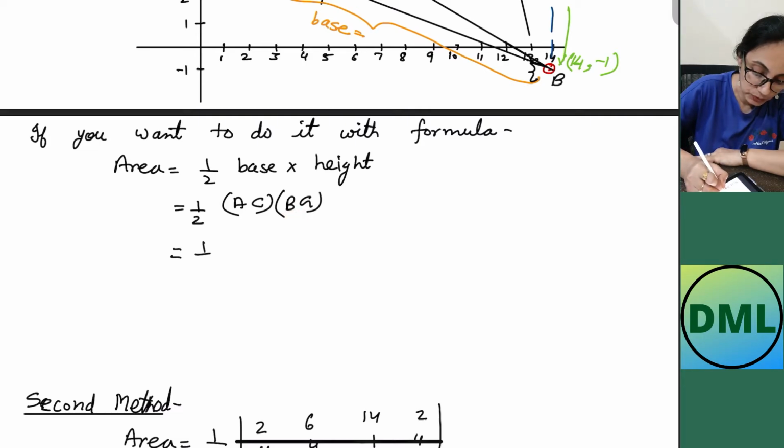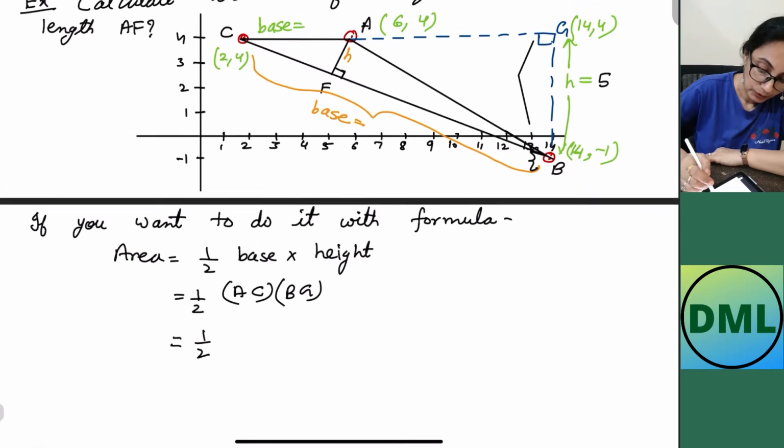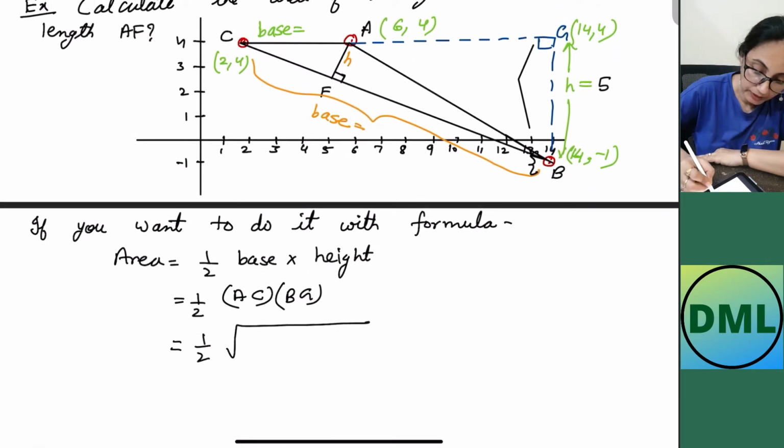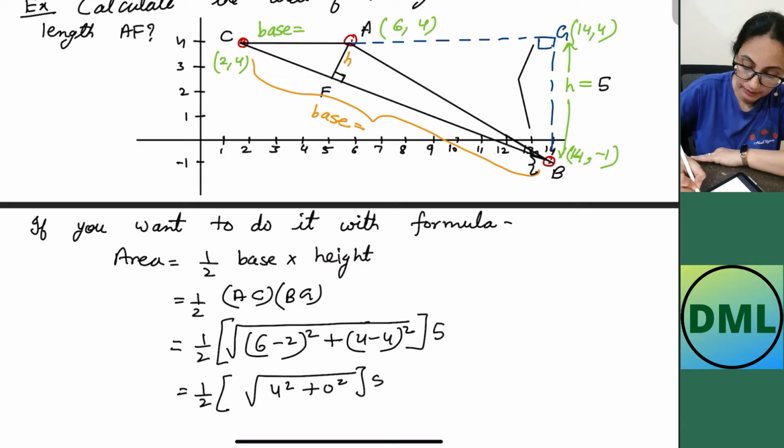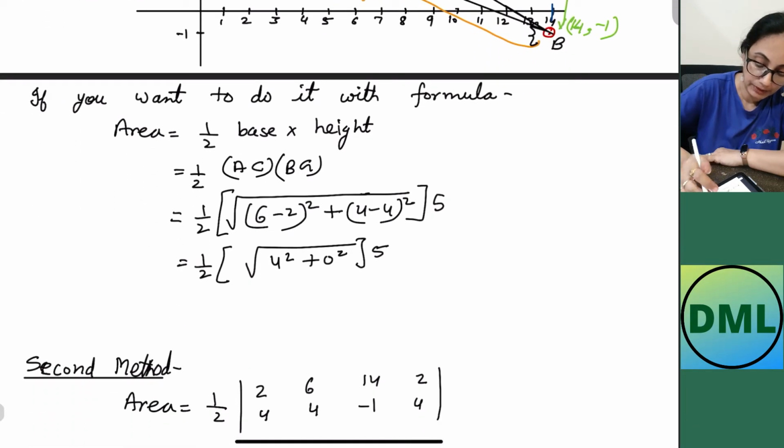That is equal to half AC, which is root of (x2 minus x1) (6 minus 2) the whole square plus (y2 minus y1) (4 minus 4) the whole square. Put the bracket here. Now BG is equal to 5. That is equal to half root of 4 square plus 0 square. Close the bracket and multiply by 5.